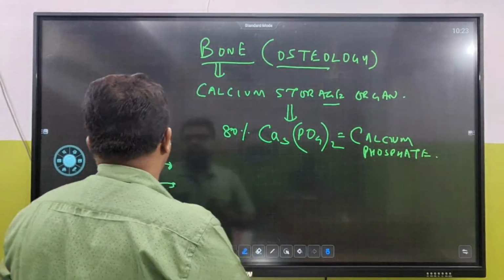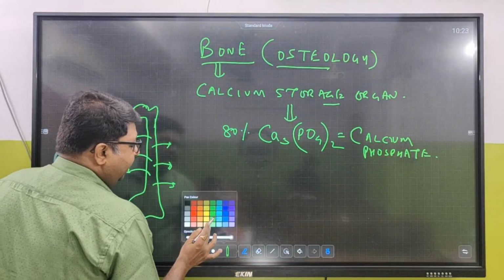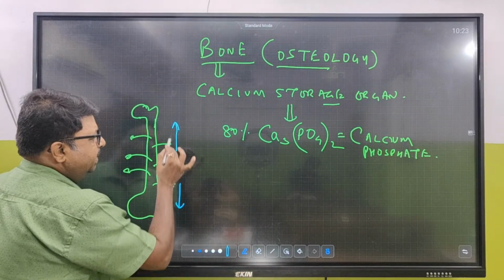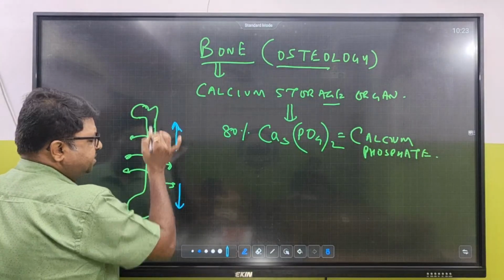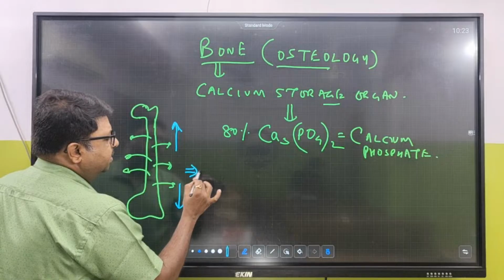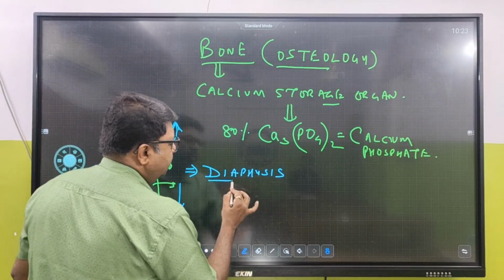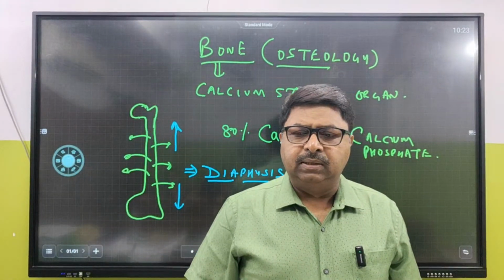Now, this particular bone, if you just see, it increases in size from both the sides, from this side and this side. So they increase in size from the extremities. So we call this condition diaphysis. Clear?